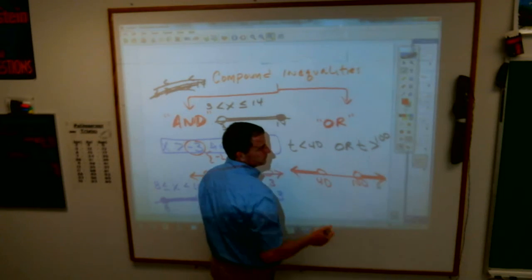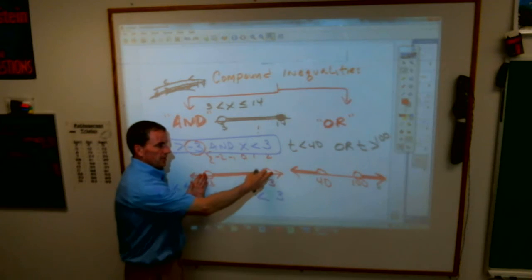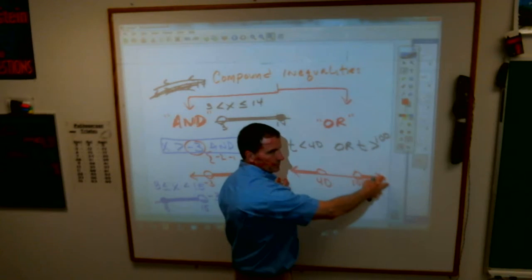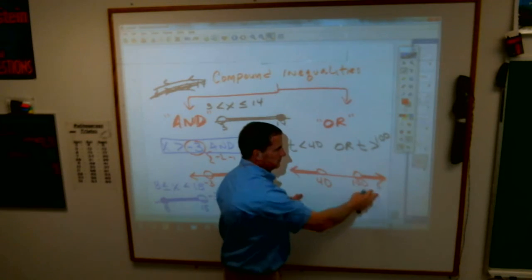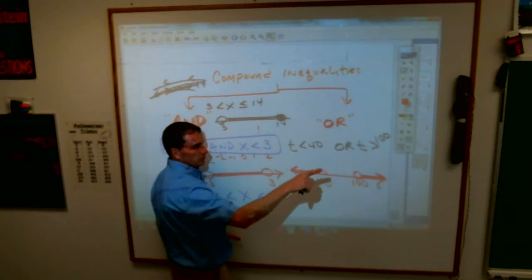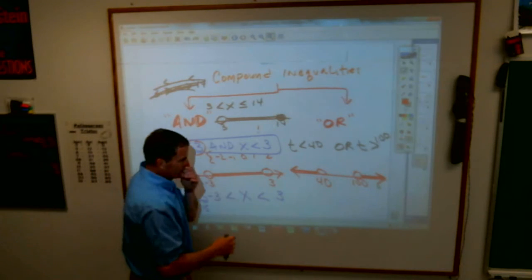Or problems shoot off in different directions. And problems come together, or problems go in opposite directions. Every time you see an or problem, it's going to have two circles, and the arrows are going to point away from each other. And problems are going to converge.